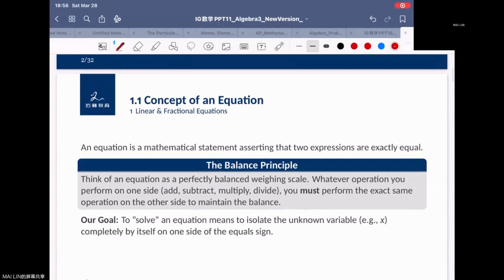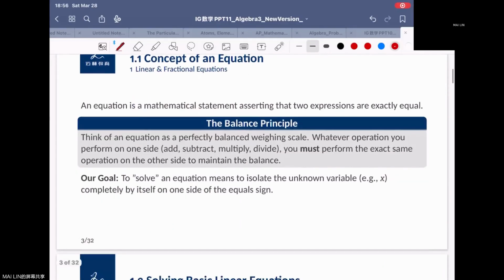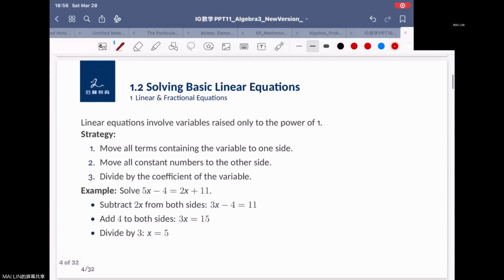First, we have to understand the concept of an equation. An equation has some algebraic forms inside of it, and we are solving for the value of variables, for example x. Here is a linear equation: 5x minus 4 equals 2x plus 11. You can see there is an equal symbol in the middle.